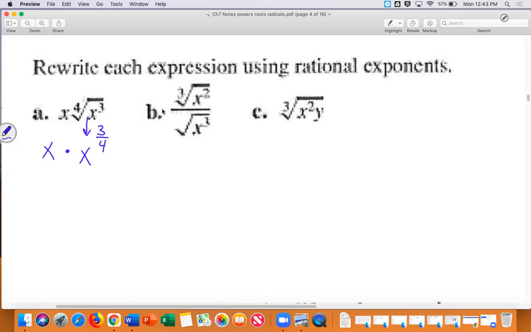So what's the exponent of the x, Jake? What's this guy's exponent? 4? No, this guy, just the x. 1? 1. What's 1 plus 3/4, Jake, as a fraction? 1 plus 3/4. 1 3/4. Or 7/4.